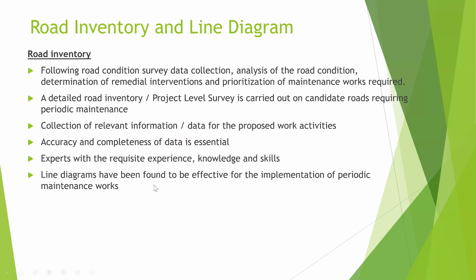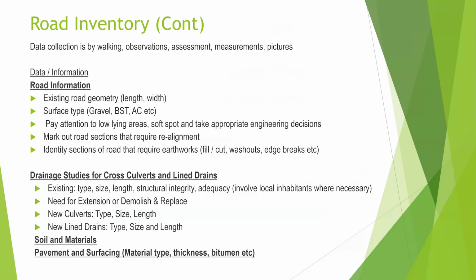Now, line diagram has been found to be very effective for the implementation of periodic maintenance works. And so we usually pick all the data that are required to be able to come out with a very detailed scope of works. For the road information during the inventory, you pick the existing road geometry, the surface type, whether it's gravel or BST or asphalt concrete. Then you also pay attention to low-lying areas, soft spots, and take appropriate engineering decisions. And then you also identify sections of the road that require earthworks.